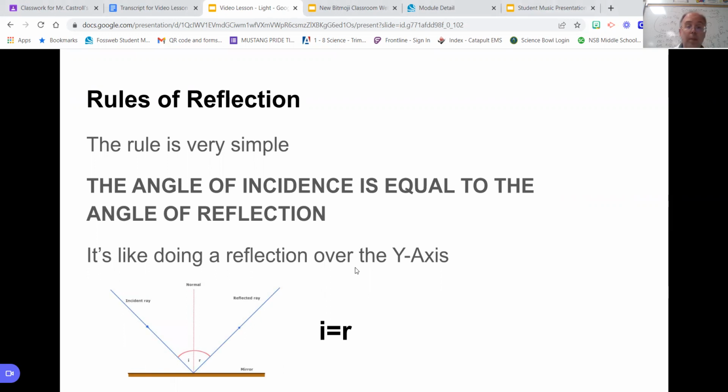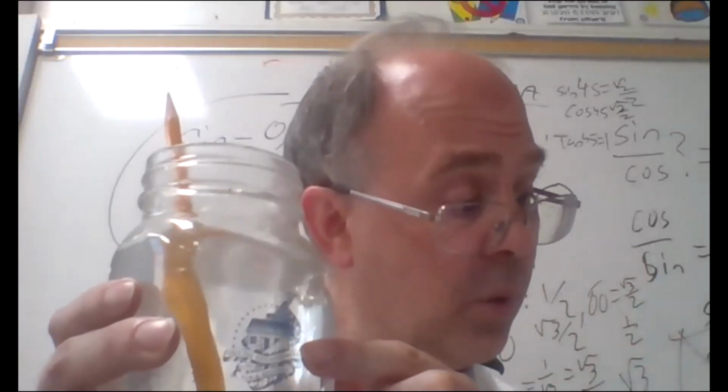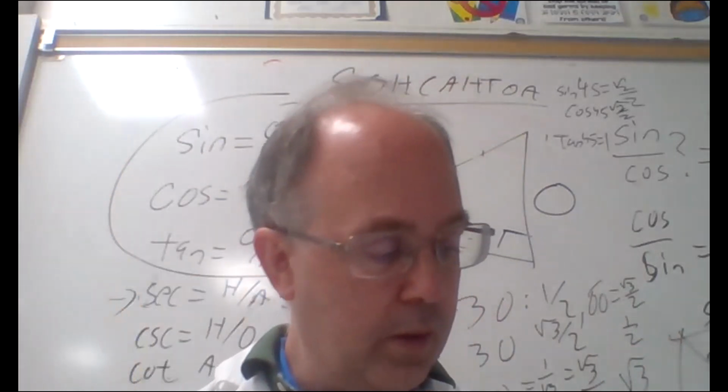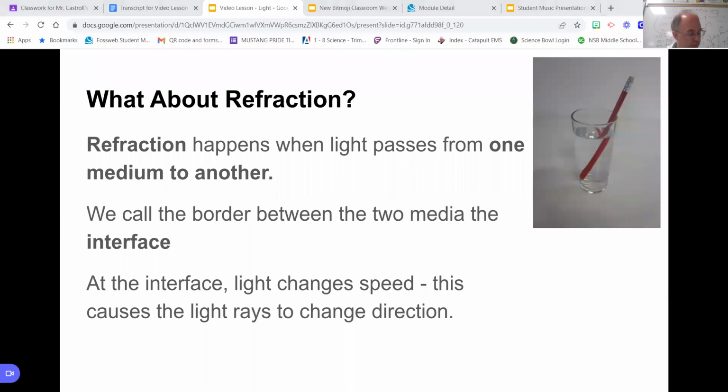That's the rule. So what about refraction? Take a look at this pencil. You'll see it looks broken. Of course, it's not really broken. What's really happening? Well, the light is coming in, the water is transparent, so all the light comes through, but air is a different medium from water. We call the border between the air and the water, or any two media, the interface. And when that happens, the speed of the light actually changes, and that causes the path of the light to change. We call that refraction.